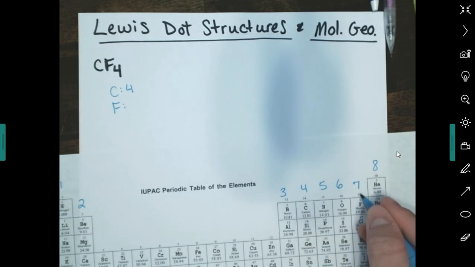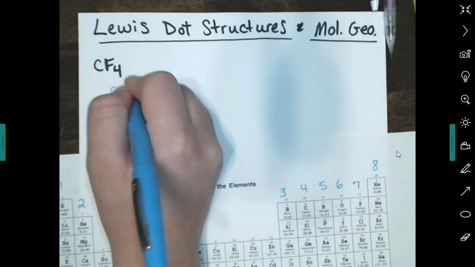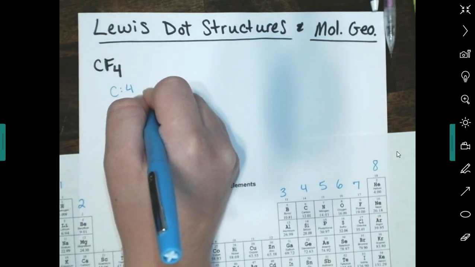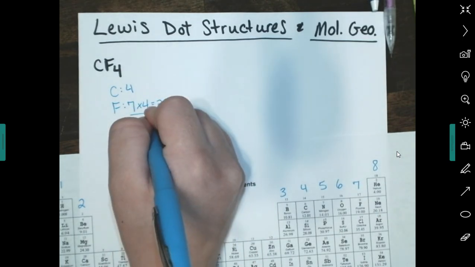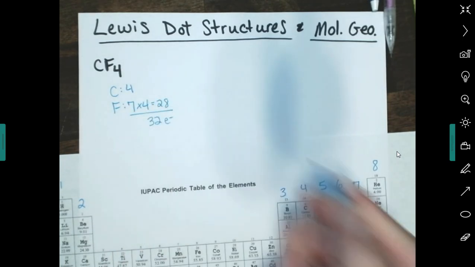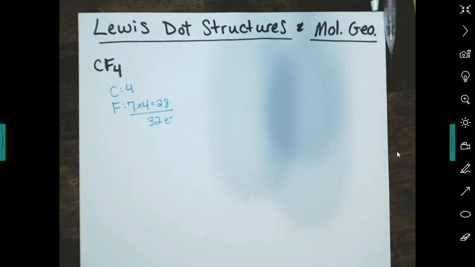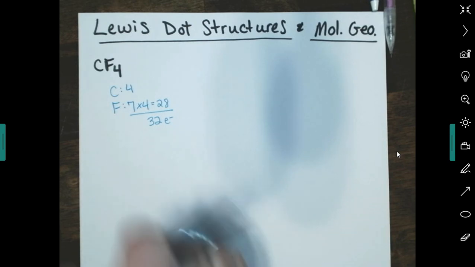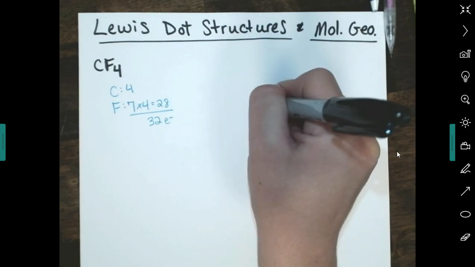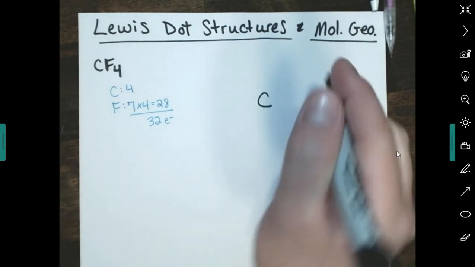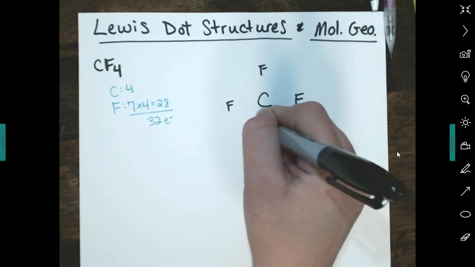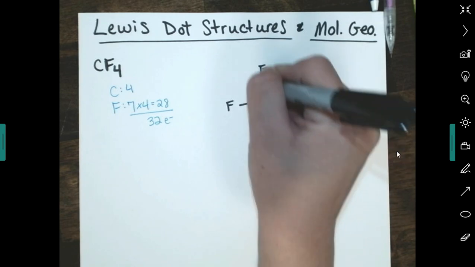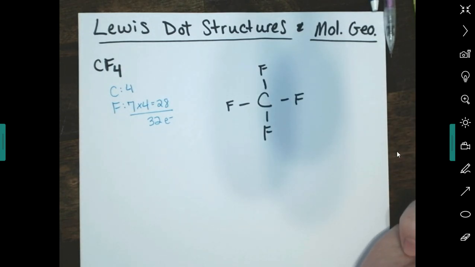Fluorine has 7 valence electrons, but you have 4 fluorines, so we're going to multiply it times 4 to give us 28. So that will be a total of 32 valence electrons that we need to put in our Lewis dot structure. So what you have to do is take your singular atom, put it in the middle, which is carbon, and then put your 4 fluorines around it, connect them with bonds, and then you need to fill up the octet of everything.